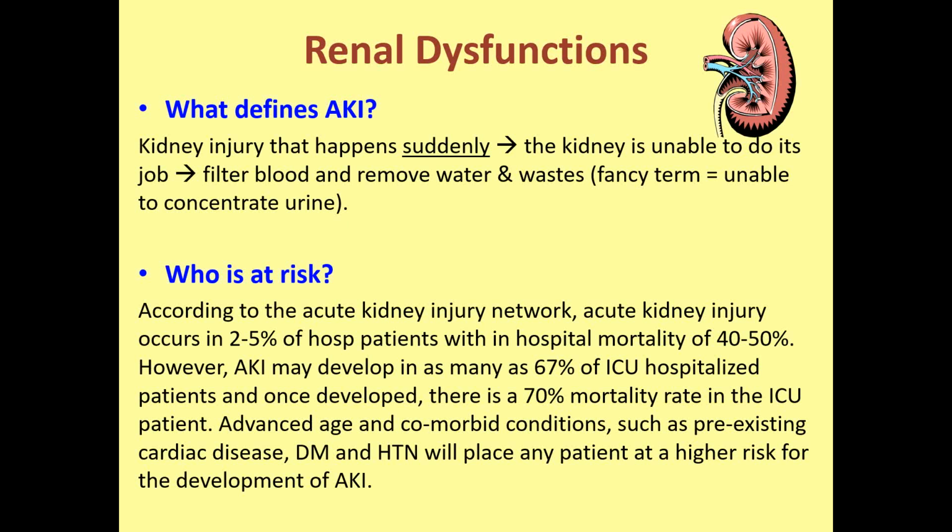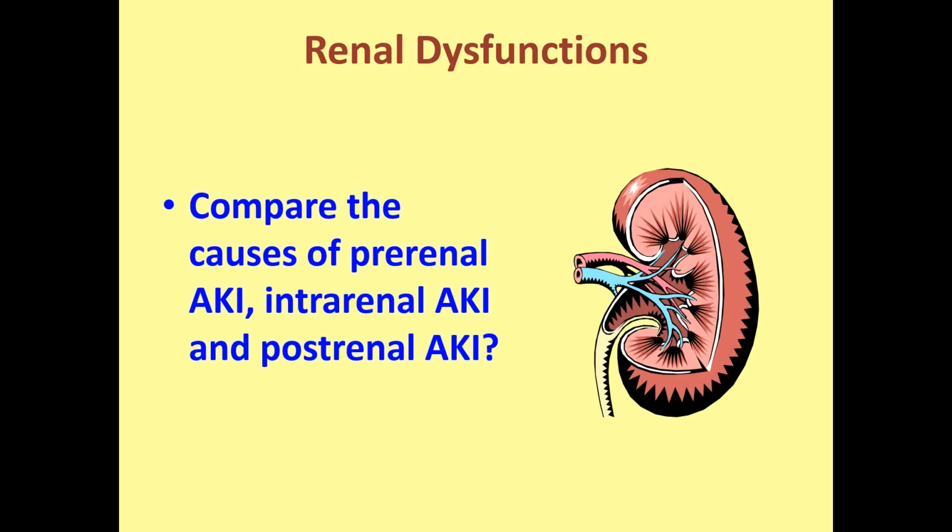So who's at risk? Well, essentially those individuals who are hospitalized, and those individuals who also have comorbidities. In other words, individuals who have pre-existing cardiac disease, diabetes, and hypertension. And it's no wonder that individuals who are in the ICU, those are the patients who are truly very, very sick, those are at the highest risk from not only getting acute injury, but to not become well from it and therefore die. Compare the causes of prerenal AKI, intrarenal AKI, and postrenal AKI.